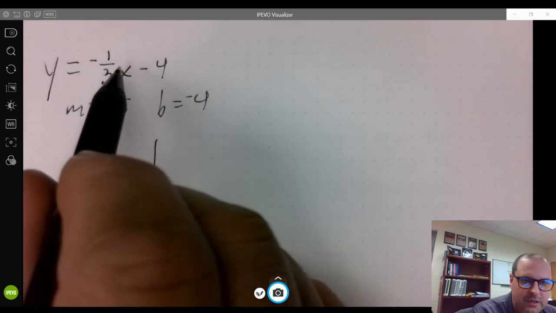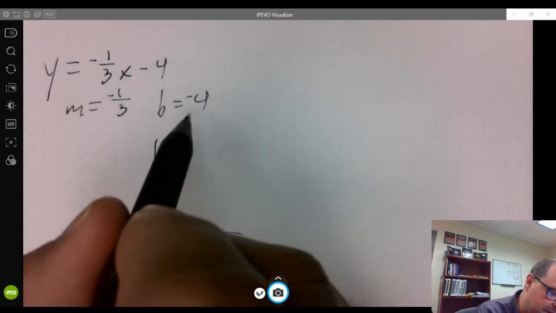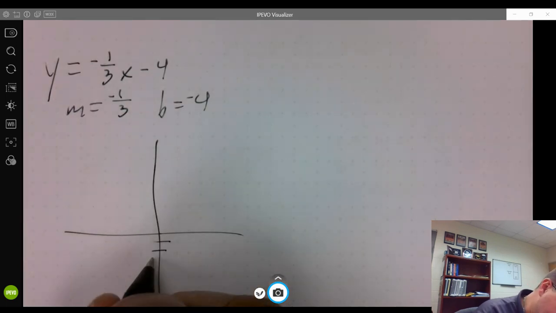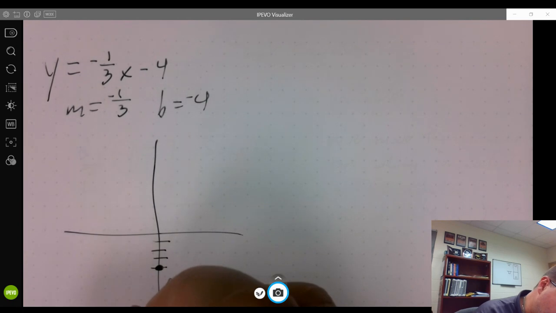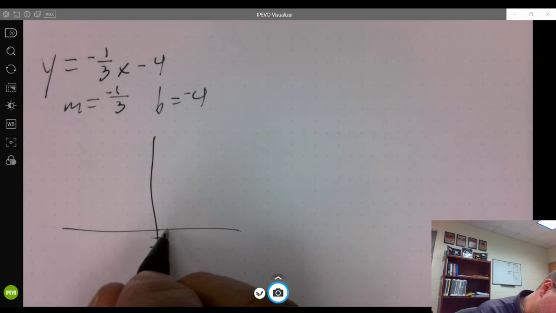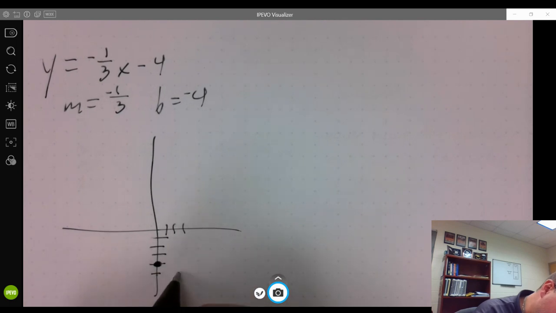So I see what it is. I'm done. I don't need the equation then. Now I'm just looking at the slope and y-intercept. I know this y-intercept is negative 4. And then the slope is down 1, right 3. So I go down 1, right 3.